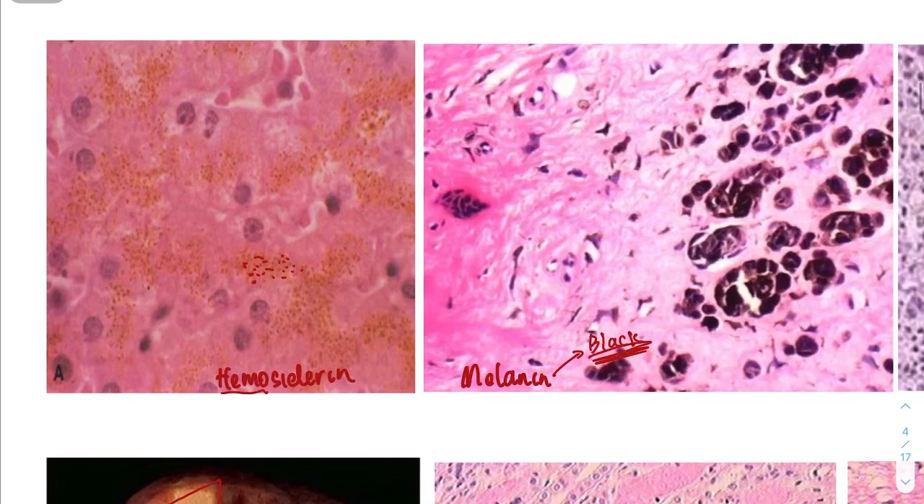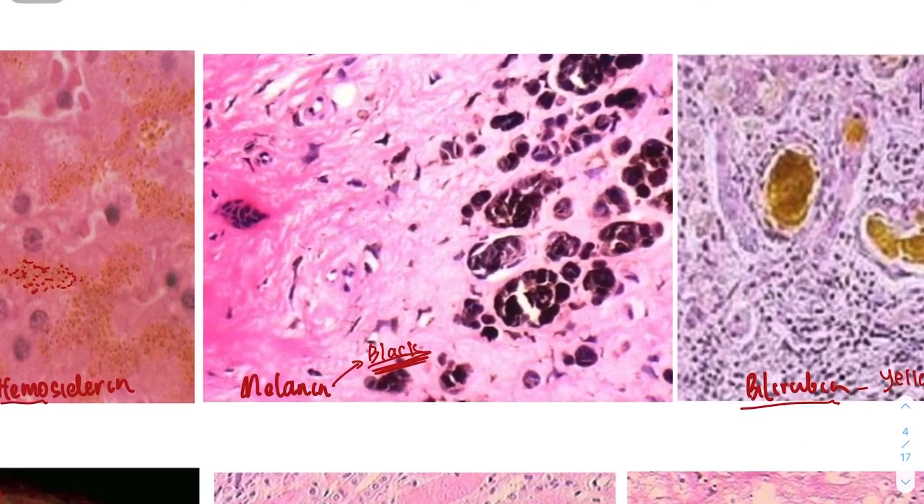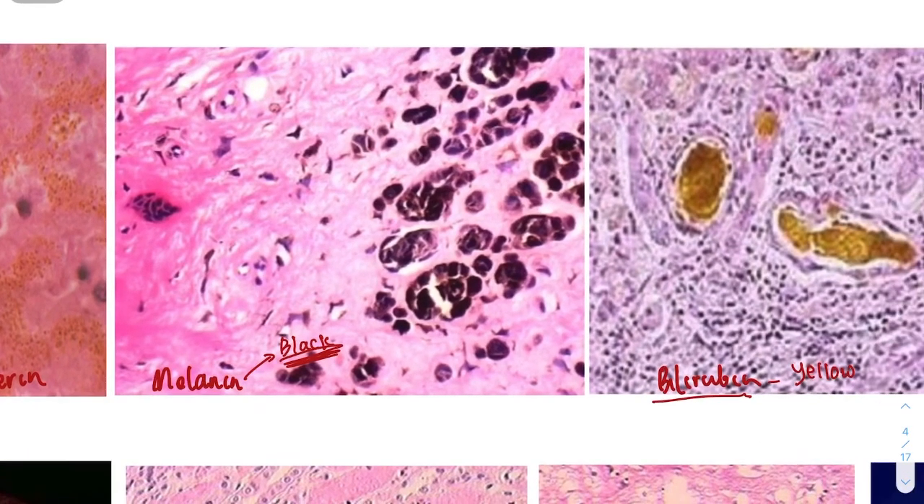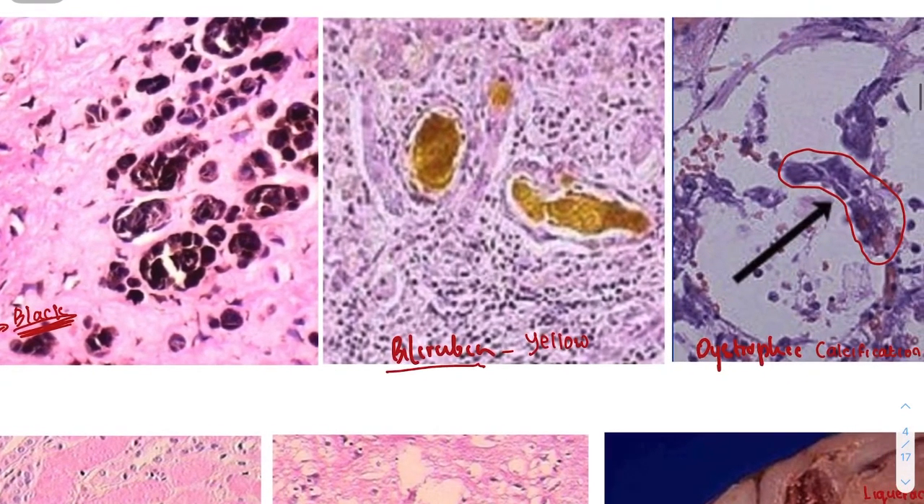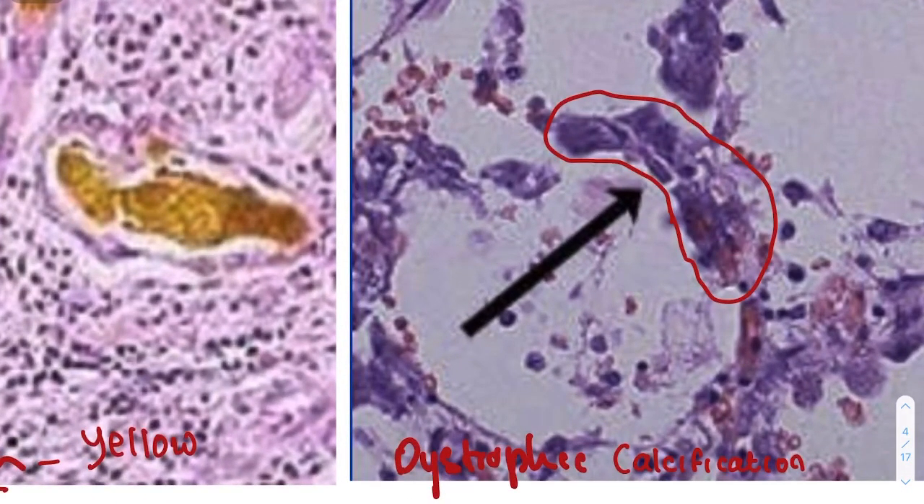Hemosiderin, heart failure cells. This is accumulation of hemosiderin. Next, melanin. Melanin is a black substance produced by melanocytes, and then bilirubin, which is yellow, and this is dystrophic calcification. Calcium comes and deposits.